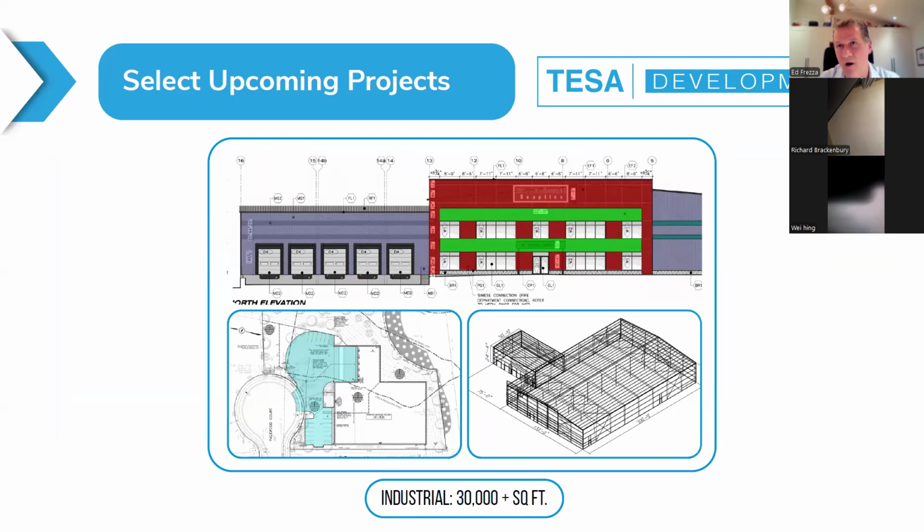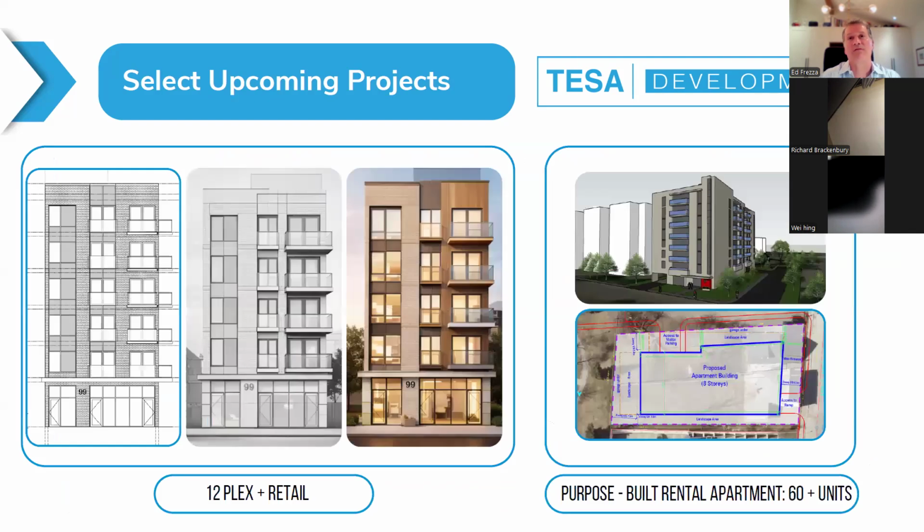So that's kind of our past, if you will, but what we're really focusing on right now and going forward, and I think many others are trying to pivot in the same manner, is the missing middle. Right now we're working on a 12-plex with a ground floor retail commercial component, as well as a 65 unit apartment build, purpose built.